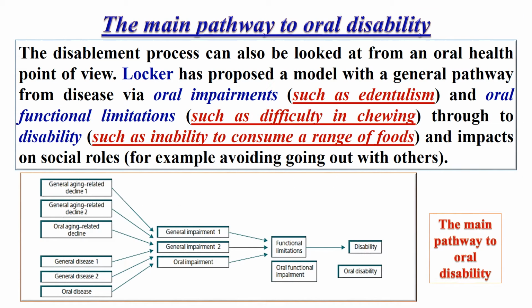The main pathway to oral disability. The disability process can also be looked at from an oral health point of view. Locker has proposed a model with a general pathway from disease via oral impairments, such as edentulism, and oral functional limitations, such as difficulty in chewing, through to disability, such as inability to consume a range of foods, and impacts on social roles, for example, avoiding going out with others.